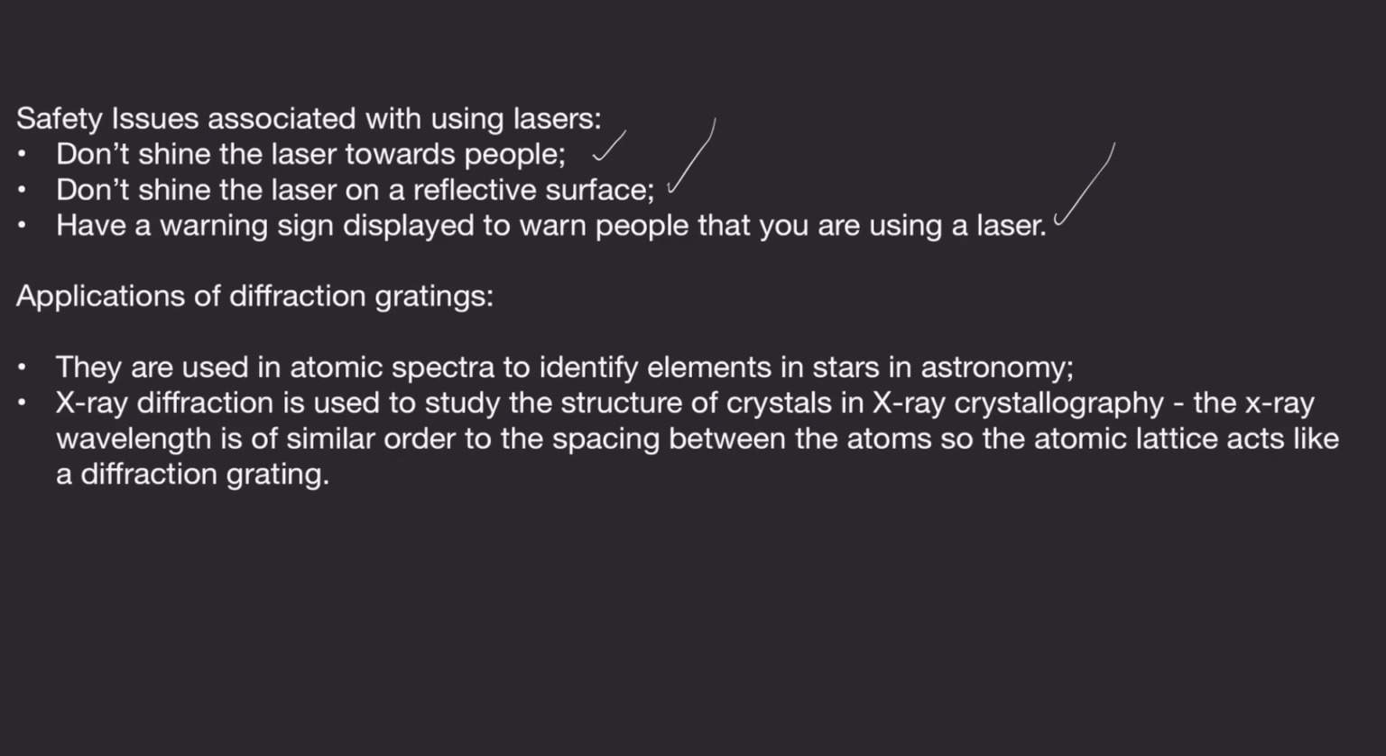A couple of obvious ones is that they're used in atomic spectra to identify elements in stars in astronomy, also on Earth as well. But X-ray diffraction is used to study the structure of crystals in X-ray crystallography. This is very, very interesting. It's because the X-ray's wavelength is of similar order to the spacing between the atoms. So the atomic lattice itself is going to act like a diffraction grating.